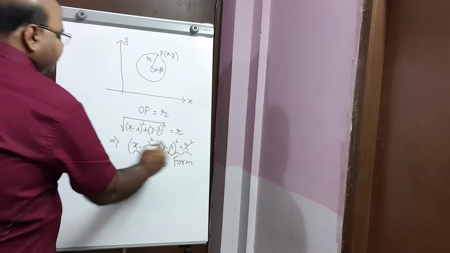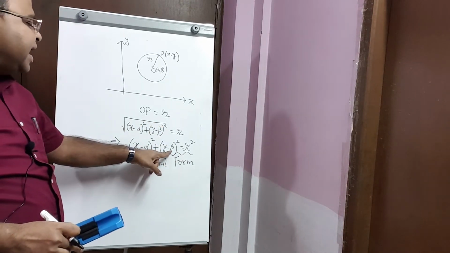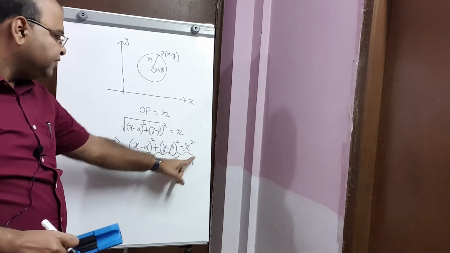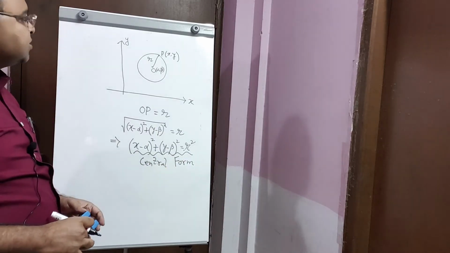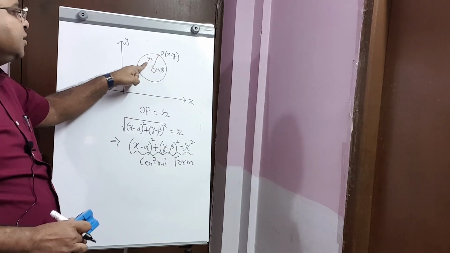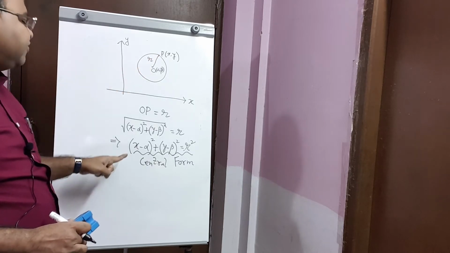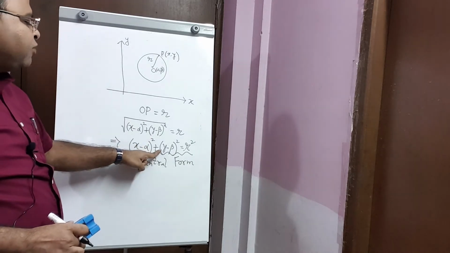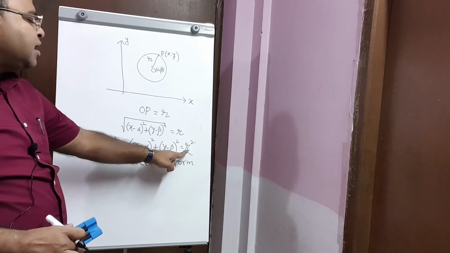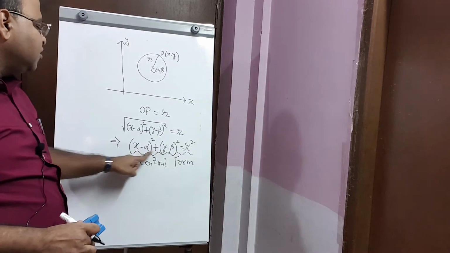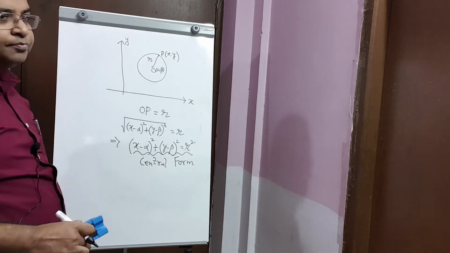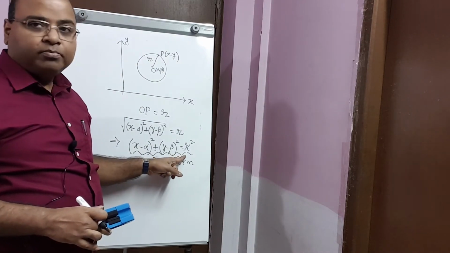Why such a name? Because from this equation we can directly find the center and the radius. The coordinates of the center are visible here, alpha beta, and r is the radius, hence such a name. So whenever we have the coordinates of the center of a circle and the radius, its equation can be found in central form as (x minus alpha) whole square plus (y minus beta) whole square is equal to r square, where alpha beta denotes the coordinates of the center and r is the radius. And here x y represents an arbitrary point on the circle. So this is the equation of a circle in central form.